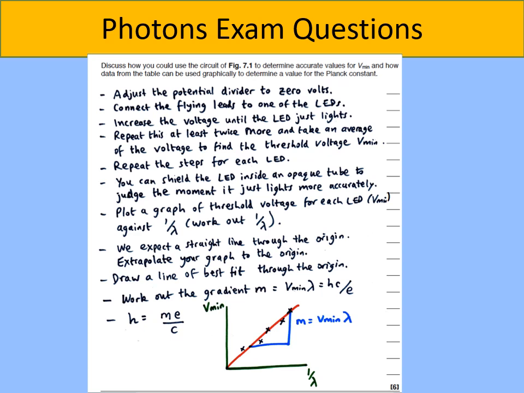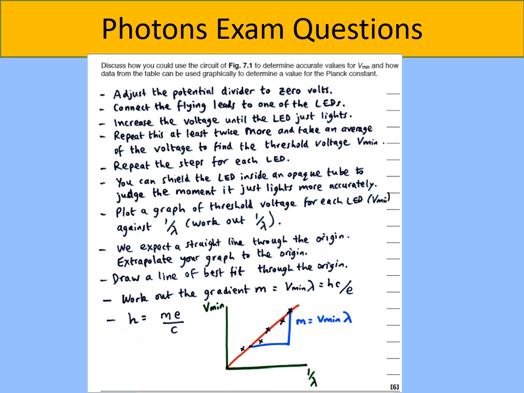Then just to improve our results for better repeatability, we can say that you can shield the LED inside an opaque tube to judge the moment it just lights up more accurately. Okay, so those are all the steps for the method. Then we can look at working out the Planck's constant from our results.